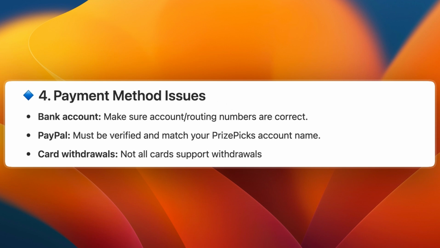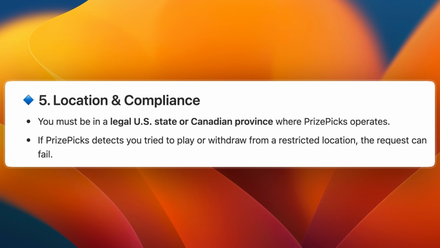Then next, check payment method issues. So for your bank account, make sure your account and routing numbers are correct. For PayPal, it must be verified and match your PrizePicks account name, and for card withdrawals, not all cards support withdrawals. Next, for location and compliance, you must be in a legal US state or Canadian province where PrizePicks operates.